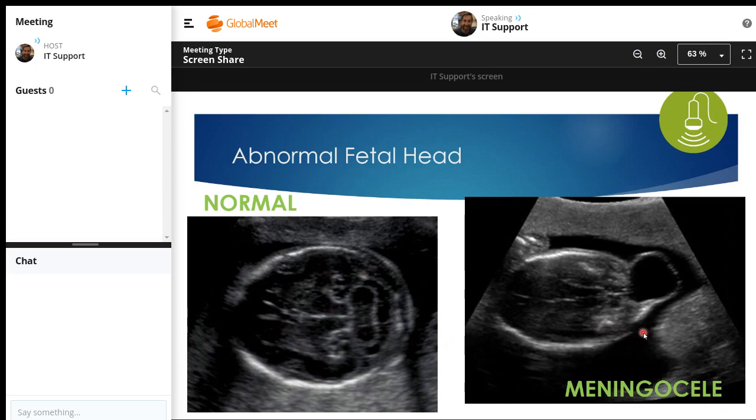So normal head, and then we have a classic meningocele here. Same view of the head, and then we have this defect back here that's just containing CSF, so anechoic. Definitely no brain tissue within there.